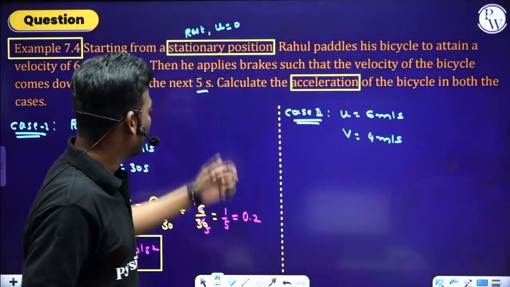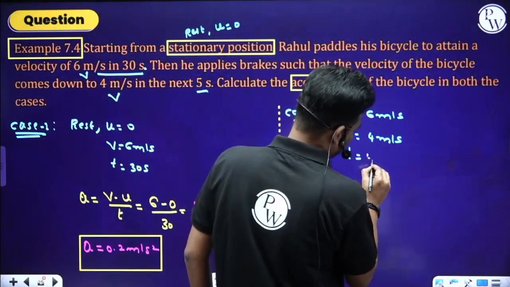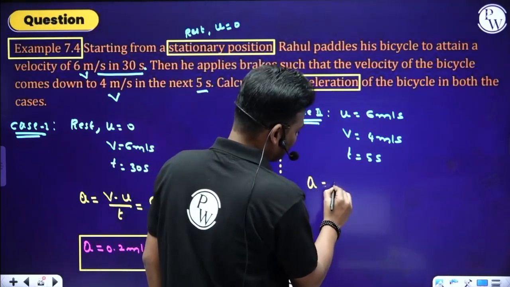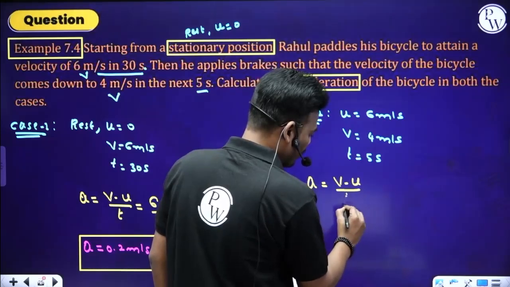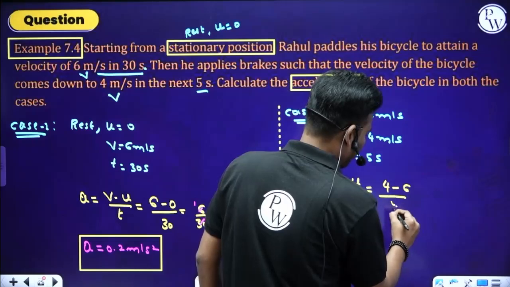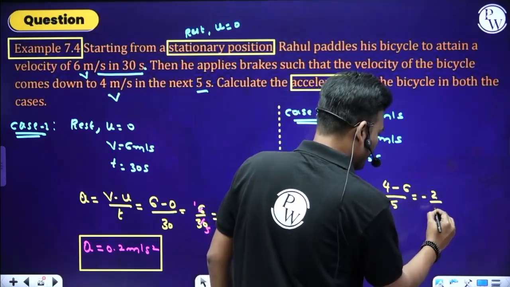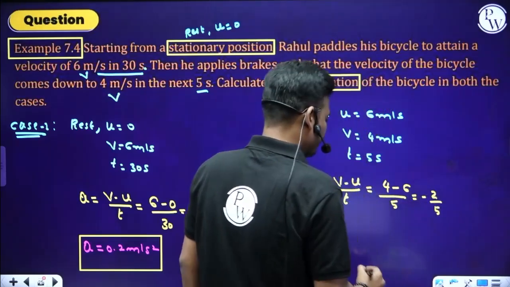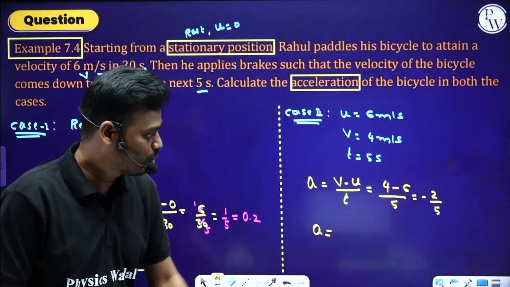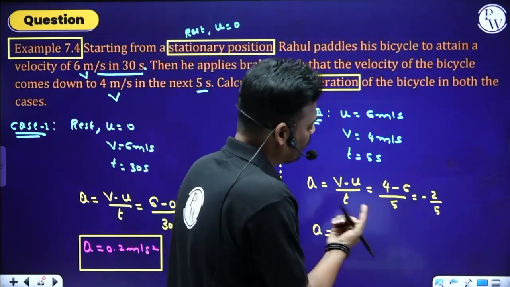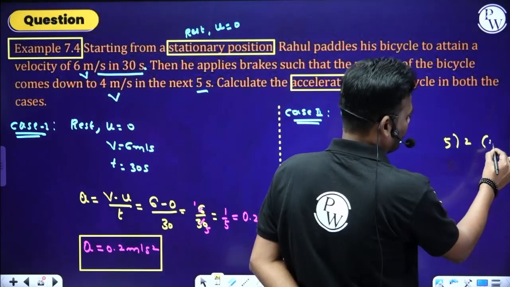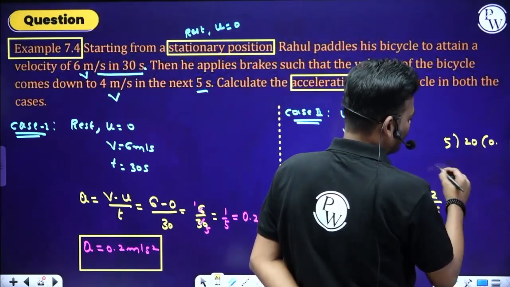In a time, what is the time? 5 seconds. And what is the acceleration? Acceleration is given by v minus u divided by t. What is the v value? 4 minus the u value, that is 6, divided by 5. So that is minus 2 divided by 5. Here, 5 into 2, it is not divisible, therefore take a point and add 0. 5 fours are 20, right?